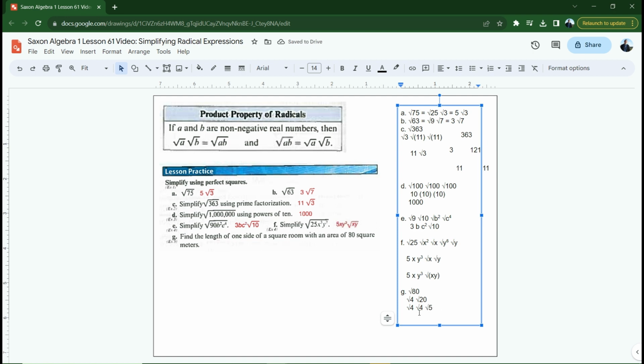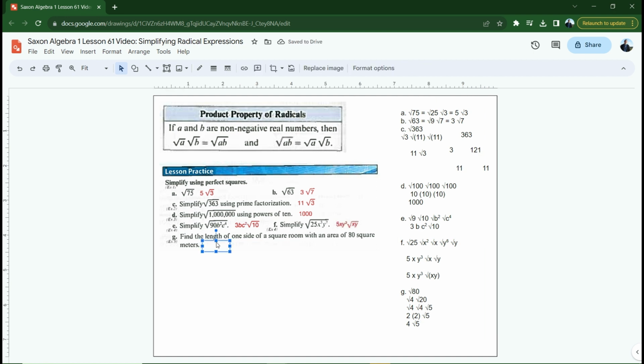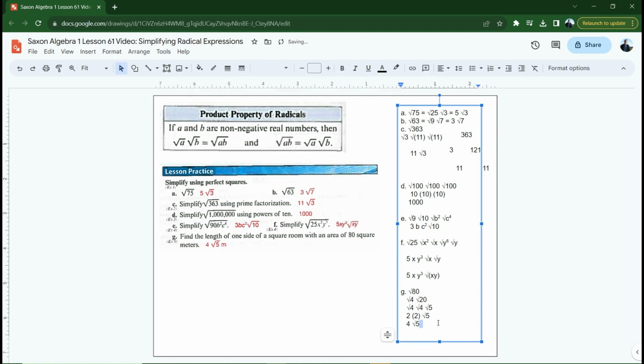That tells me that originally this could have been just broken down into the square root of 16 times the square root of 5, and then I could have taken the square root of 16. But either way works. So square root of 4 is 2. Square root of 4 is 2. 2 times 2 times the square root of 5. This becomes 4 square root of 5. Make sure I got the right answer here. 4 square root of 5 meters.